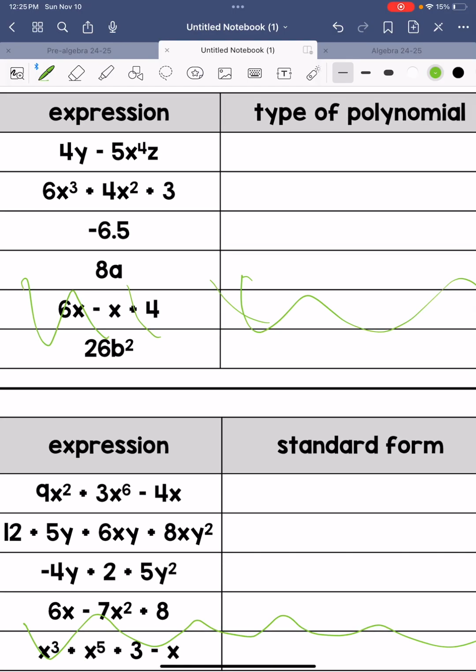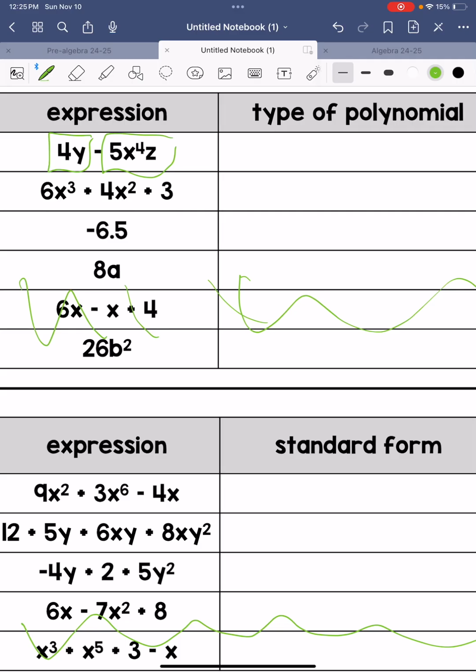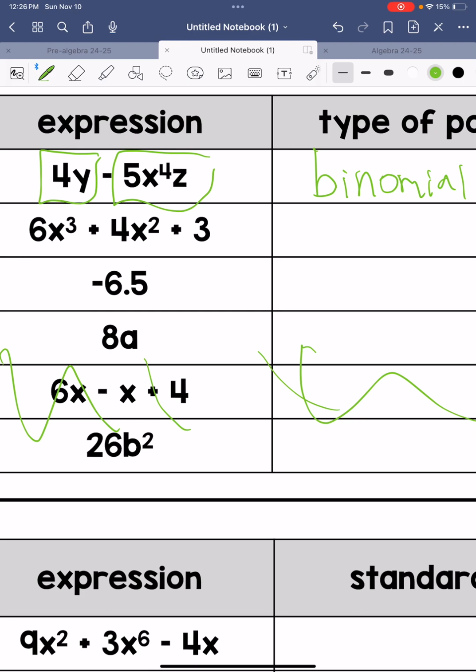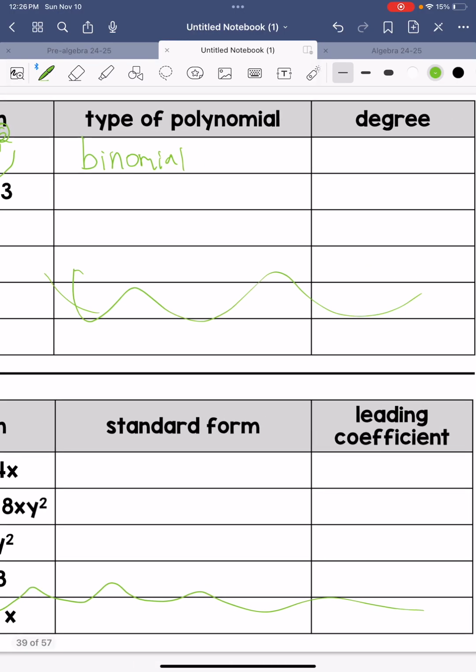Okay, so this has two terms. It's separated by one minus sign, so this is called a binomial. The degree would be the highest variable exponent. So this one has one variable with an imaginary exponent of 1. This one has two variables. We add them together. 4 plus 1 makes 5. I'm not adding that with the other term. I'm only adding per term. So the degree is 5.